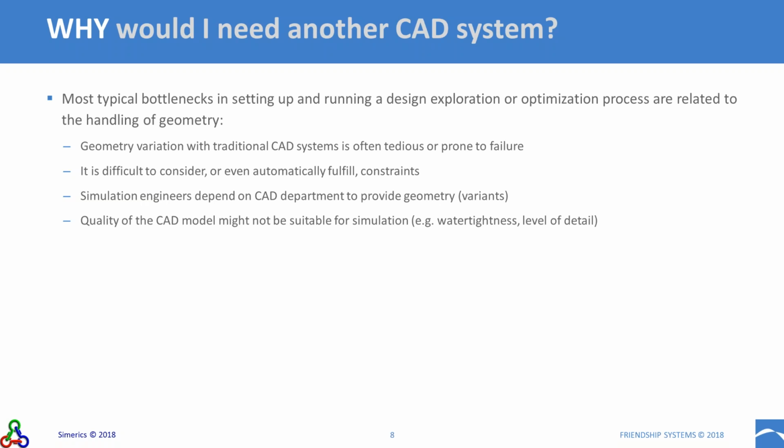Simulation engineers often are not the CAD operators themselves, but they depend on a CAD department to provide different variants of the geometry if they want to change something. And that, of course, is not very fast and also not very suitable for automation. And finally, the CAD model that comes out of the CAD system might not be suitable for simulation. It's not watertight, the level of detail is maybe too high for the types of simulation that you want to do, and so on. So these are basically the points that we're trying to address with our specialized CAD system.